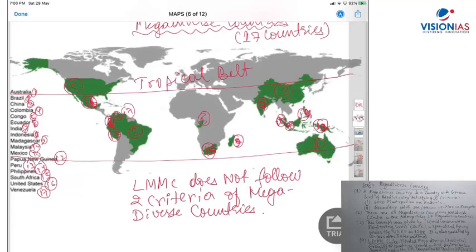I'll give you a break there. Pratibha Sharma is asking why point number one is not correct. Point number one is not correct because the question is about LMMC. Mega diverse countries surround sea and ocean, right? The other one is not there. Is it clear, Pratibha?